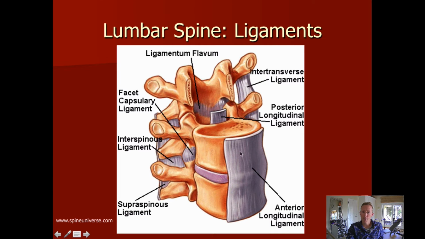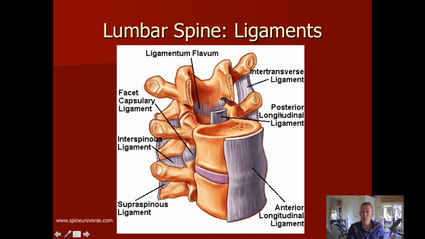So on the front side here are the vertebral bodies, one on top of another, and the disc in between. Here's the anterior longitudinal ligament, this really broad ligament that runs on the front side of the spine. So you can imagine if you arched your back, that would get tight.